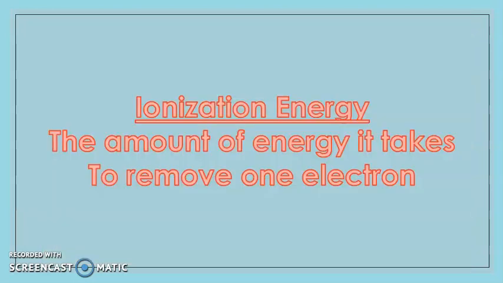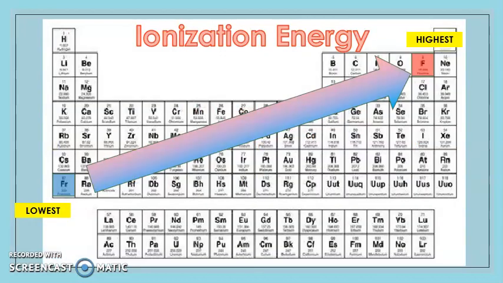I'd also like to talk about ionization energy. Ionization energy is the amount of energy that it takes to remove only one electron from an atom. And I don't think you're going to be surprised when you see the image that follows. On the periodic table, the same two elements are highlighted. Francium has the lowest ionization energy. In other words, it isn't very hard at all to remove an electron from it.